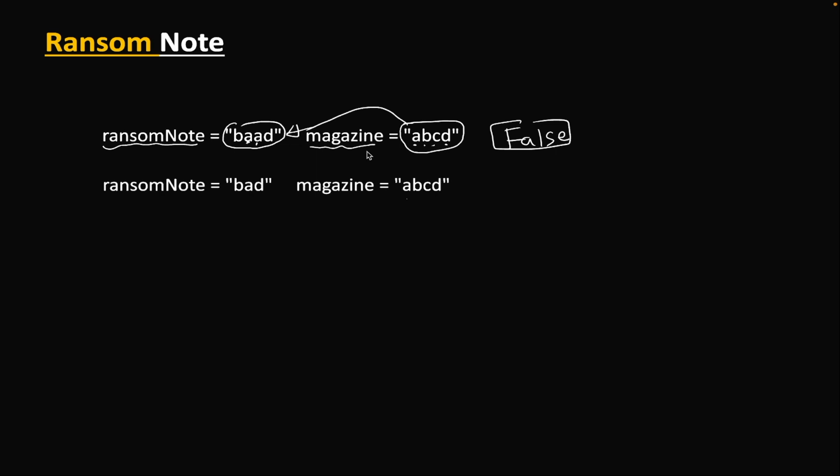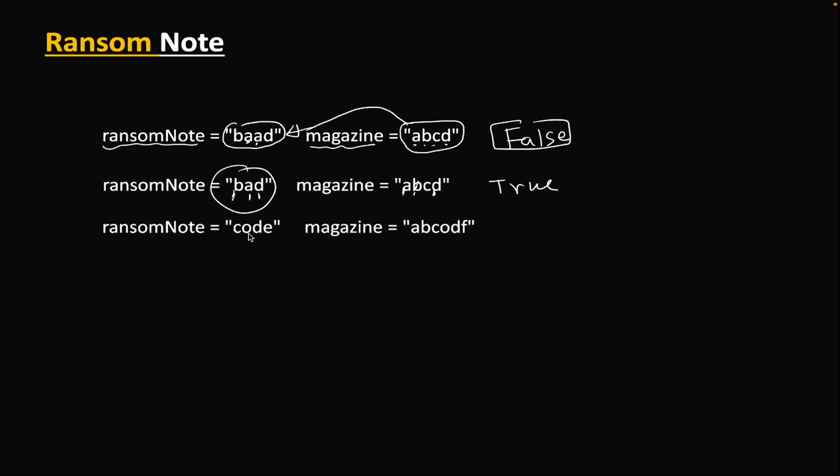For example, if we are given ransom note equals to BAD and magazine equals to ABCD, we have to check whether we can construct a ransom note from magazine letter or not. We can use each letter from magazine only once in this string ransom note. We see that we have B, here we have B, we have A, here we have A, then we have D, we have here D. So we can construct this ransom note from this magazine string. So we have to return true.